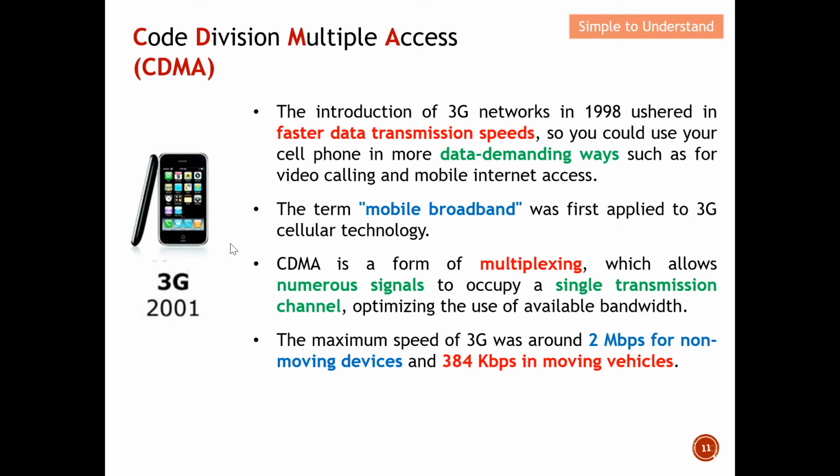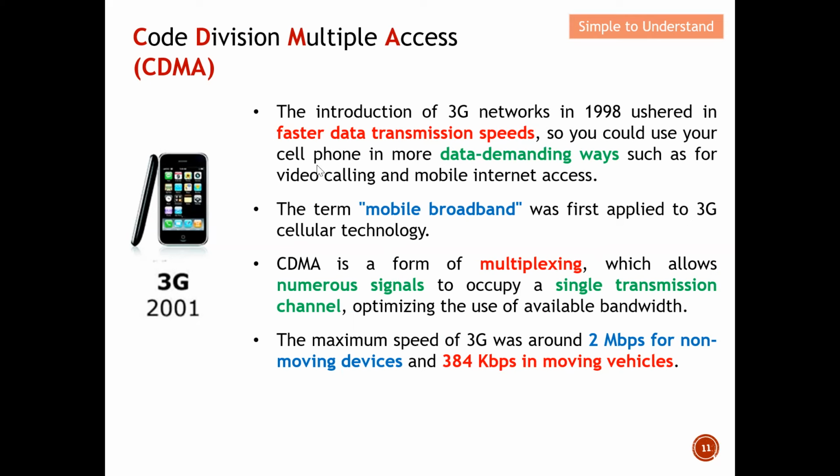So 3G basically started another era of multiple access, which is code division multiple access. The introduction of the 3G network in 1998 ushered in a faster data transmission speed, so you could use your cellular phone in more data-demanding ways, such as for video calling and mobile internet access. Early on, 2G, I told you, was the era of SMS. 3G is probably the start of mobile internet, and we also managed to have some video calling.